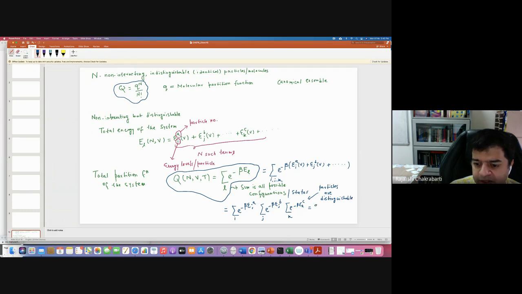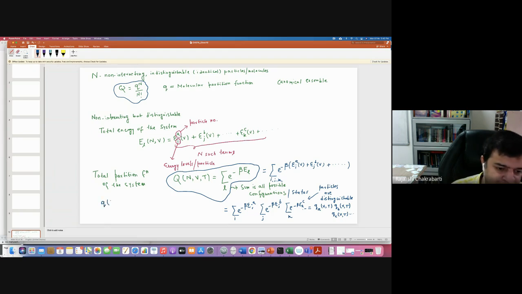And this one you can write as a product of, say, QA VT, QB VT, QC VT. Is this clear? So this will be a product of single particle or single molecule level partition functions, only if I can color these particles, if I can distinguish these particles. In general, I told you in the last class that this small q is called the molecular partition function.